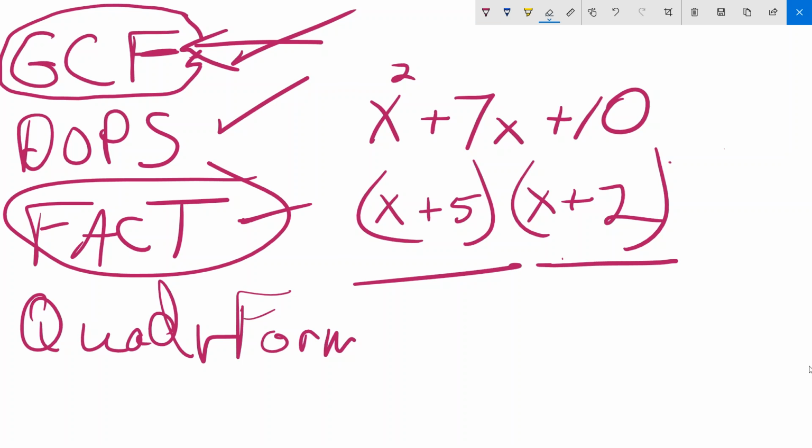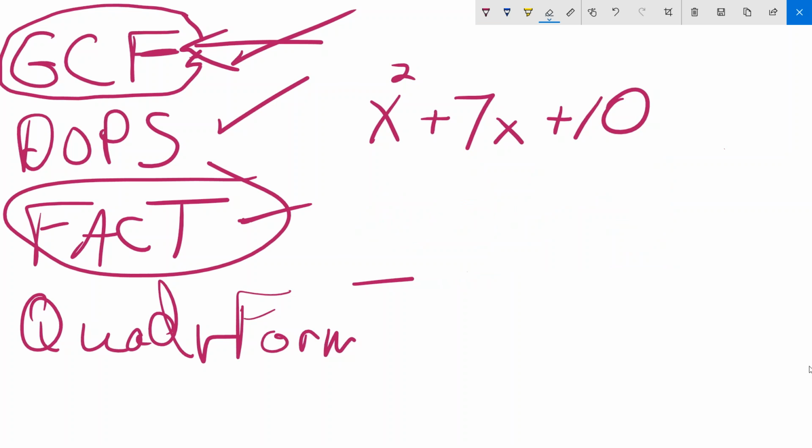Now I'm going to make it, have you had the quadratic formula? Yes. Okay. I'm going to make that number 9. Now, greatest common factor doesn't help, dopes doesn't help, and I can't factor it. I cannot find factors of 9 that add to 7. I can find factors of 9 that add to 6, but not 7. So I cannot factor it in the normal way, so I have to use the quadratic formula.